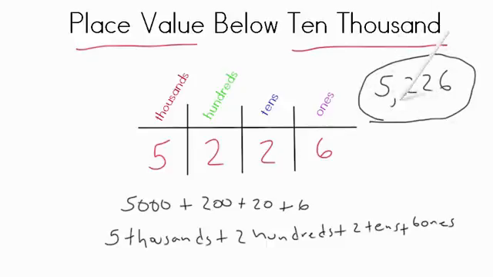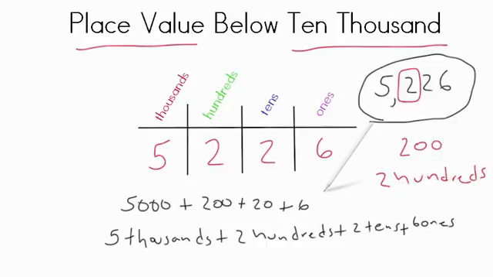So if I were to ask you what this 2 here actually represented, what it actually means, you would tell me it means 200 or 2 hundreds. It's really, really important to know what those represent. Otherwise, you don't really know what your number actually means. So if we look at 5,226, it's really 5,000s, 200s, 2 tens, and 6 ones.